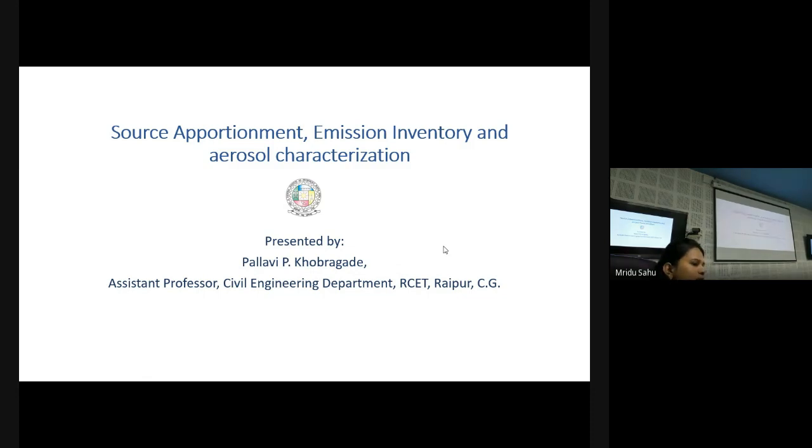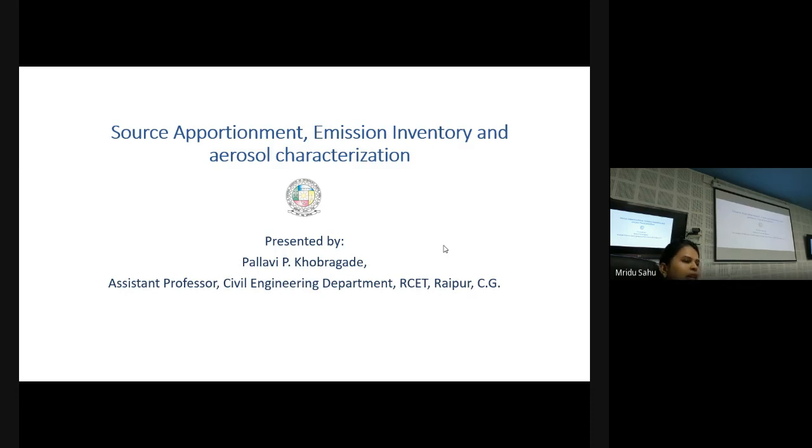Pollutants are classified as fine or coarse particulate matter. We will be focusing on particulate matter. I'll explain in much detail what particulate matter is, what the sources are, how to classify the sources, how to identify the sources, what the emerging trends are, and how this data is analyzed these days. Then we will study what emission inventory includes, and aerosol characterization.